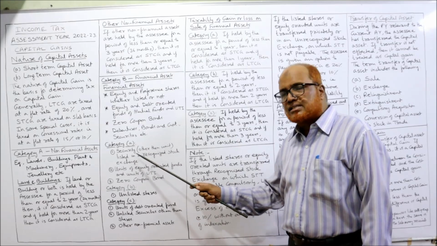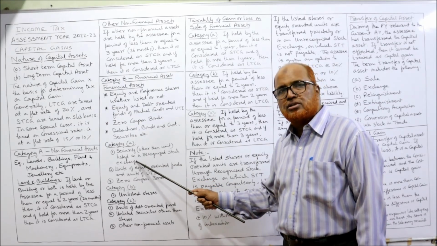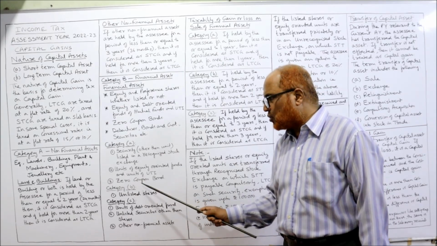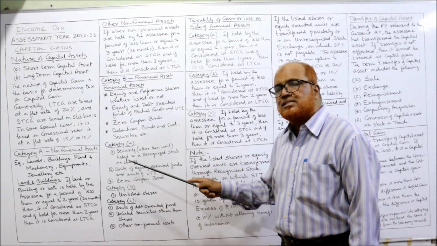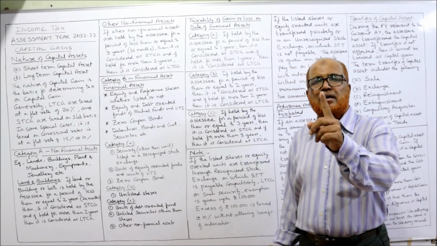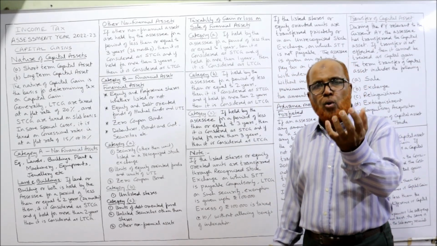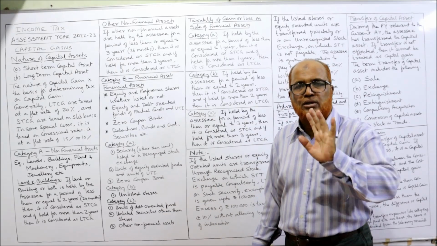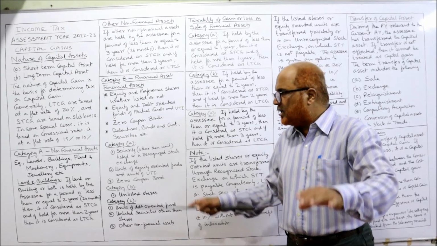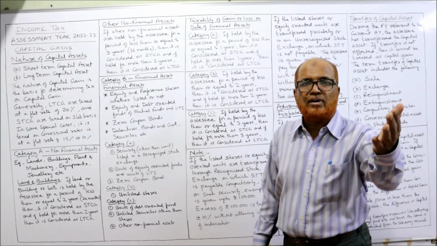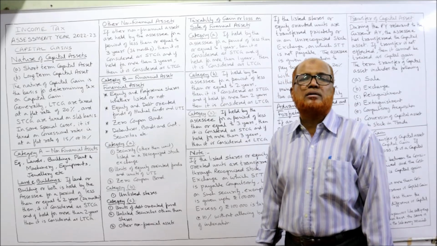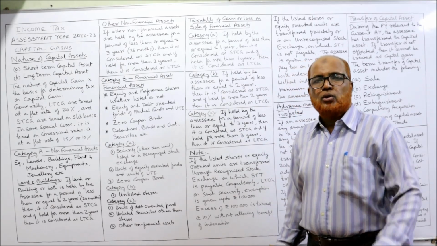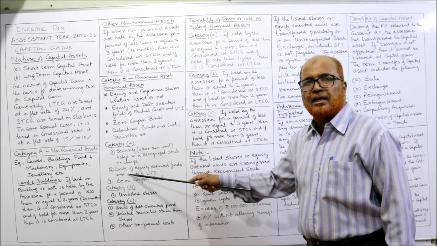Security other than units listed in a recognized stock exchange, or units of equity oriented funds of mutual fund and UTI, zero coupon bond. For these three cases, the holding period is 1 year. If an assessee holds these assets for 1 year or less, it is called short term. If the assessee holds these securities more than 1 year, it is called long term capital asset, and the gain arising will be long term capital gain. The holding period is 1 year for category A items.